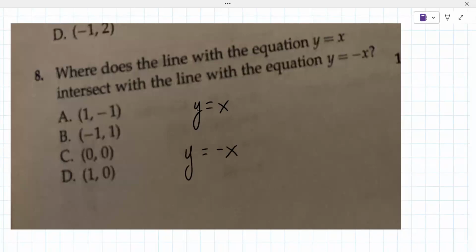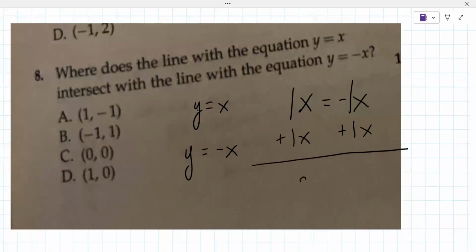So here's what we've been doing forever. We're setting the equations equal. So x equals -x, right? But there's no numbers. There's just 1x equals -x. Would that just be the answer? No. Which is smaller, 1x or -1x? -1x. Okay, so you're going to add 1x to both sides.